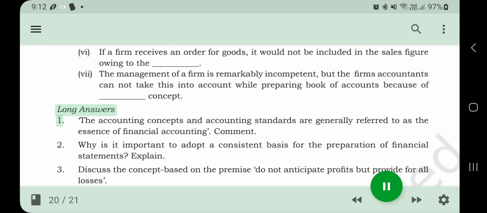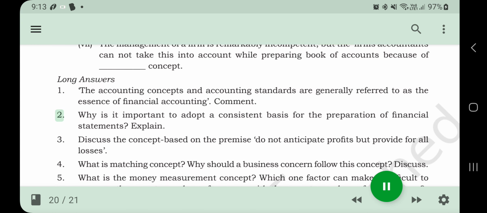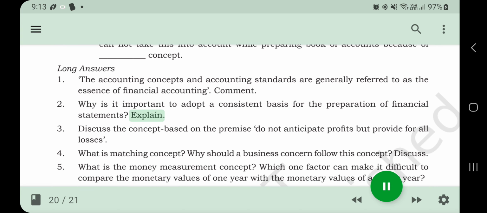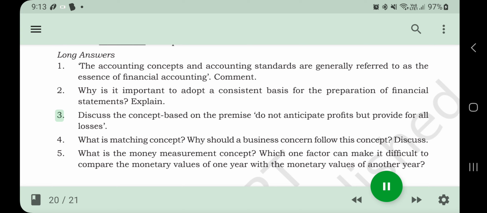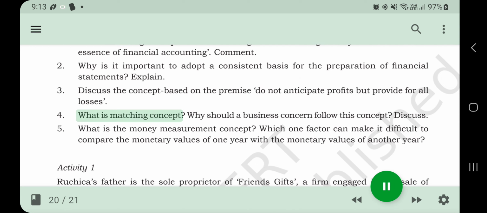Long answers. 1. The accounting concepts and accounting standards are generally referred to as the essence of financial accounting. Comment. 2. Why is it important to adopt a consistent basis for the preparation of financial statements? Explain. 3. Discuss the concept based on the premise, do not anticipate profits but provide for all losses. 4. What is matching concept? Why should a business concern follow this concept?